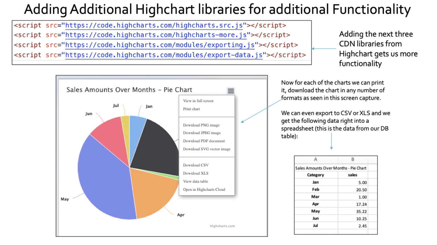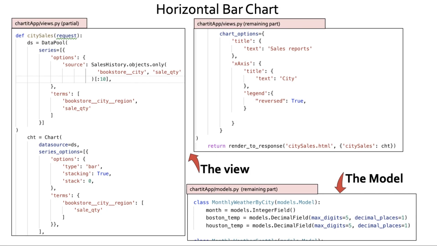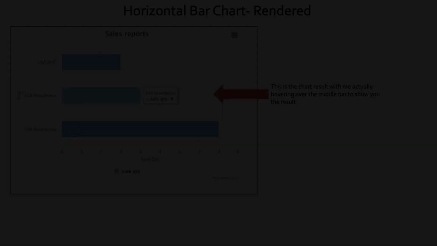So it's very convenient. Here I want to expose you to yet another chart type called bar. So these are horizontal bars rather than the vertical bars. And I have the view here. You see it's very similar. And then I have the model that we're using. We're using monthly weather by city. Again, it will be up on GitHub. Here's what it looks like.